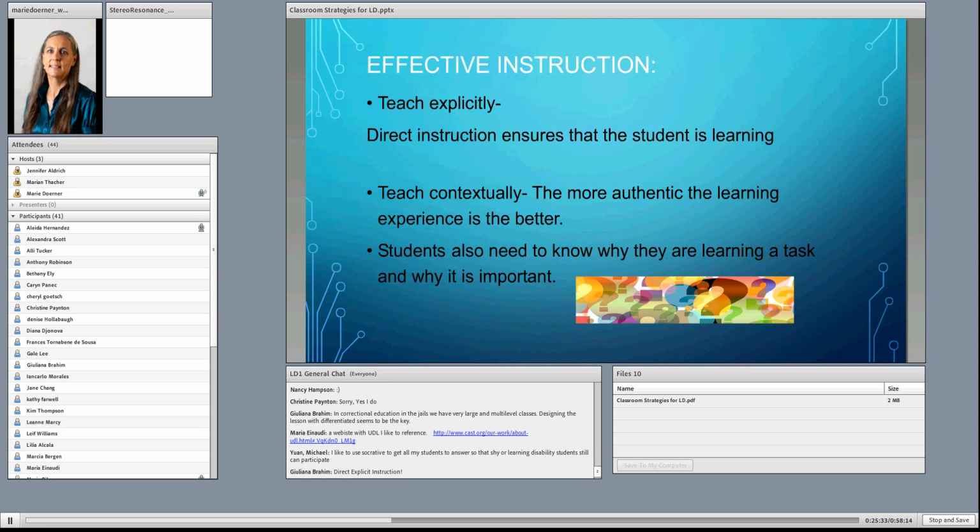The other thing for students, for helping them with their motivation and helping them with believing in themselves, is to teach contextually. The more authentic the learning, the more the student understands that this is something that's really important to me. They need to know why they're learning a task and why it is important.